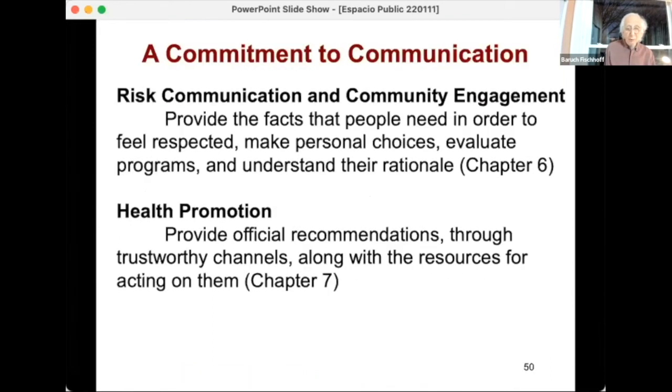The committee also had an explicit commitment to communication. In fact, two of its eight chapters were dedicated to communication. One was risk communication and community engagement, which talked about the science and the commitment to provide the facts that people need in order to feel respected, make personal choices, evaluate programs, and understand the rationale of those programs. So that's just the facts that people need.